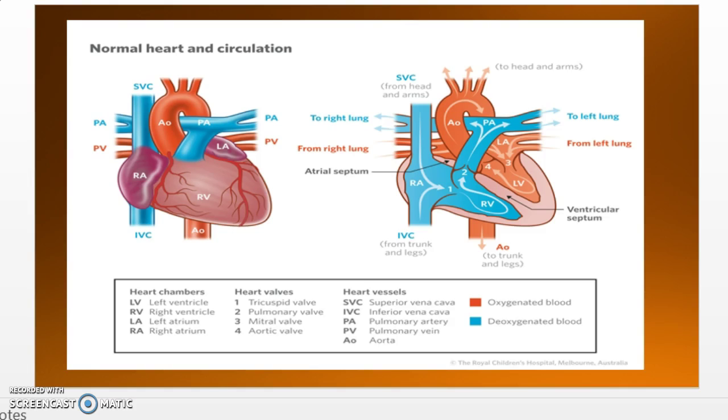In this picture you can see a normal heart and its circulation. The blue deoxygenated blood comes into the right atrium via the SVC and the IVC, flows into the right ventricle, and out the pulmonary artery to the lungs to be oxygenated. The red, oxygenated blood then comes in from the lungs to the left atrium, flows down into the left ventricle, and out the aorta to the body.